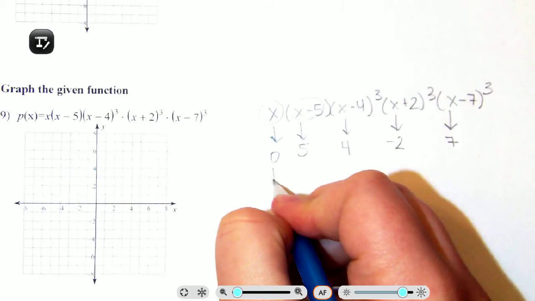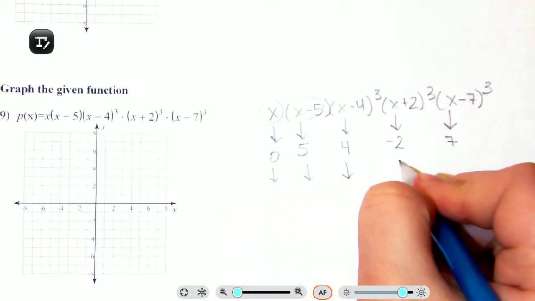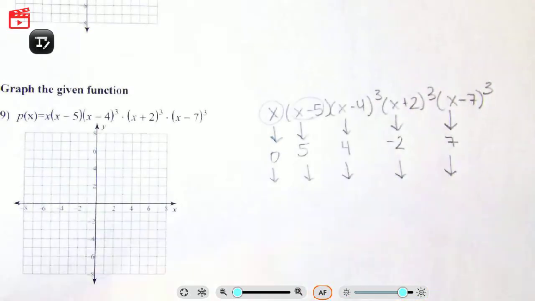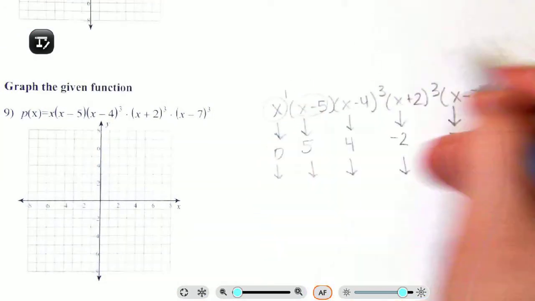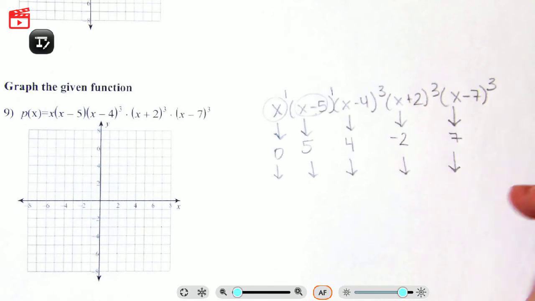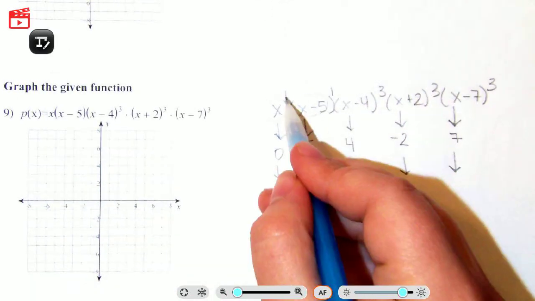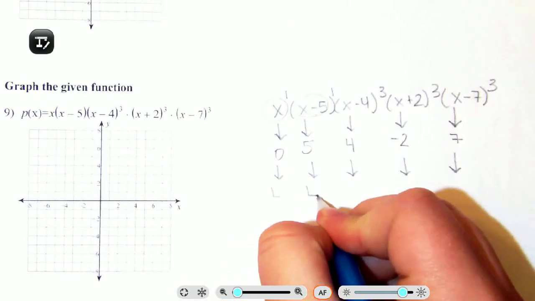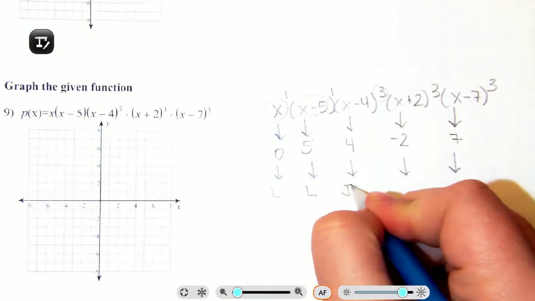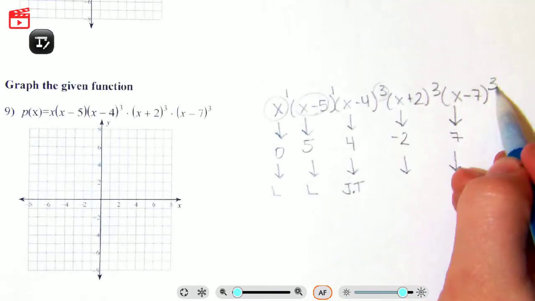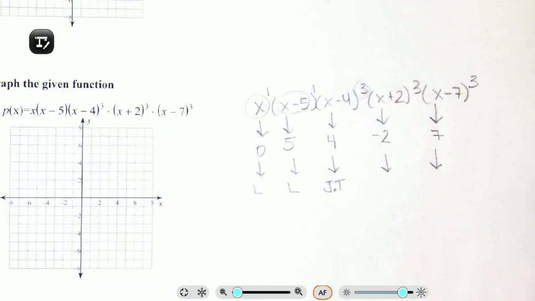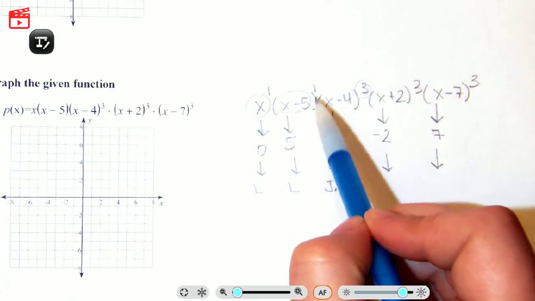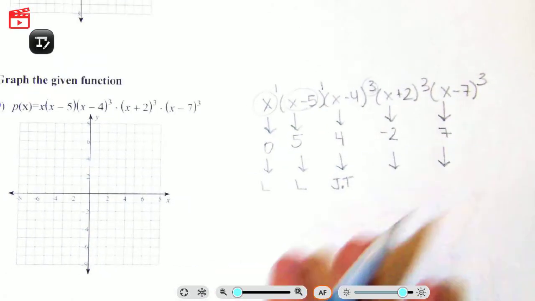After that, you're looking at the exponents. And the exponent tells you the behavior at that 0. So anytime you don't have an exponent, make sure you're filling in a 1 there. A 1 represents a line. A 3 represents a John Travolta. And if you had a 2, it would have been a parabola. So any evens will be parabolas, any odds will be John Travoltas, and 1 is just linear.